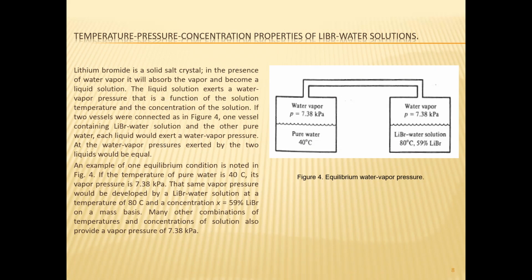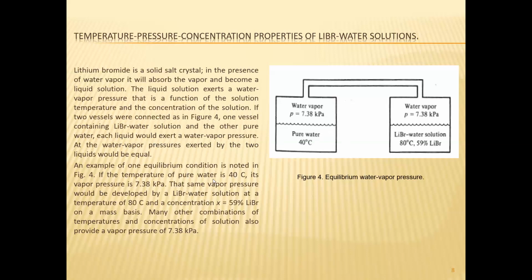If two vessels were connected as in figure 4, one vessel containing lithium bromide solution and the other pure water, each liquid would exert a water vapor pressure. The water vapor pressures exerted by the two liquids will be equal. So this pressure is equal. An example of one equilibrium condition is noted in figure 4.